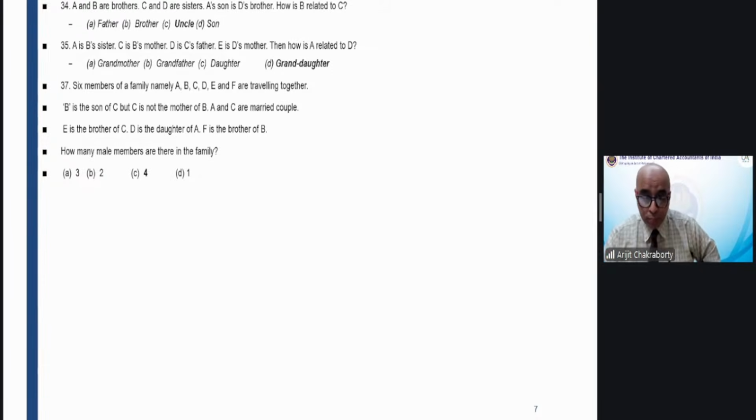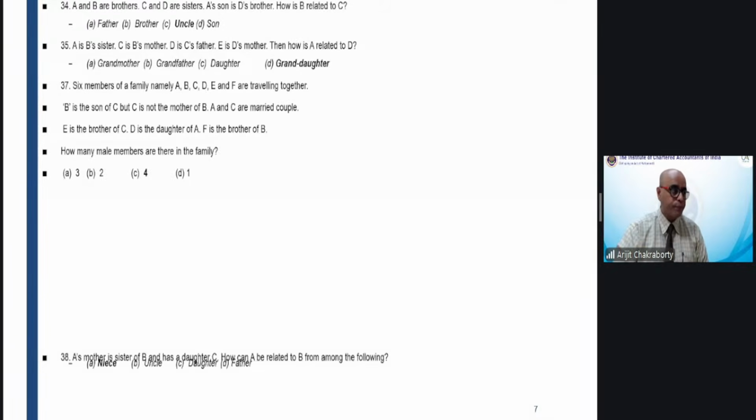Question is, how many male members are there in this family? There are 6 members, out of which we can see who are the female members. We can see who are the male members. We see there are 4 male members. C is male. C has a son B who is male. B has a brother F who is also male. And finally, C का एक भाई है E who is also male. So therefore, out of the 6 individuals mentioned in the problem, we see 4 male individuals, C, B, E, and F. So I will go for option C, yani 4.